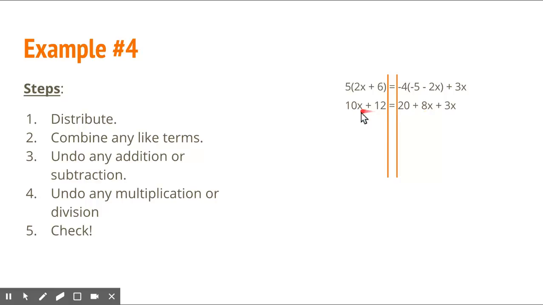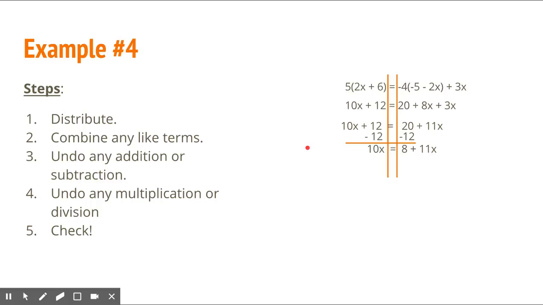Now combine any like terms. Over here, we're good. There's a variable and a constant, and there's nothing else I can do. But over here, this time I can actually combine two variables. So that ends up giving us 11x. Now let's get the variables on the left, the constants on the right. The opposite of adding 12, the inverse operation, would be to subtract 12 from both sides. And I get 10x equals 8 plus 11x.